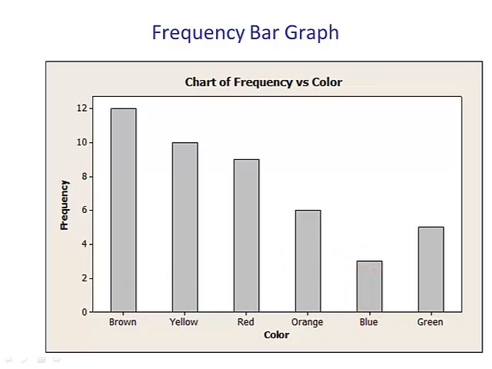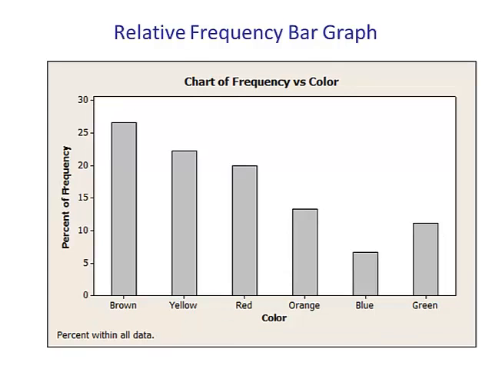Now this was done in Minitab. This could also work in StatCrunch. It's constructed very easy by using these programs. Okay, relative frequency, the y-axis is now going to be a percent or a decimal. Okay, so if we look at the brown, we can see the brown is about 27%. Blue is about 6%, 6 or 7%.